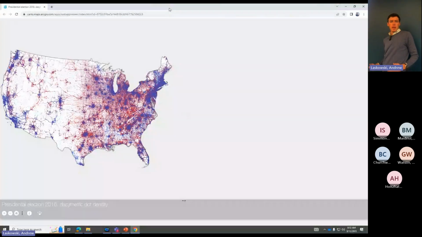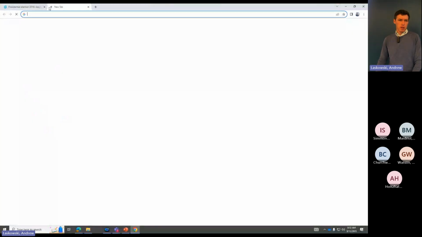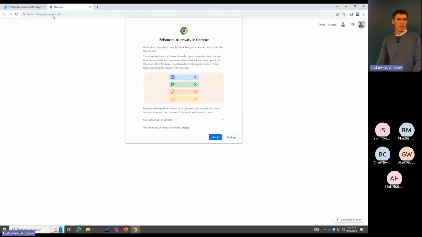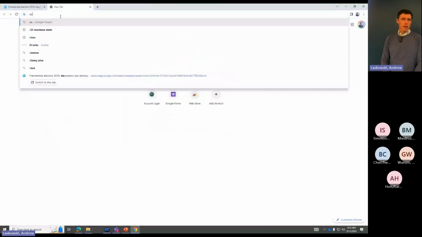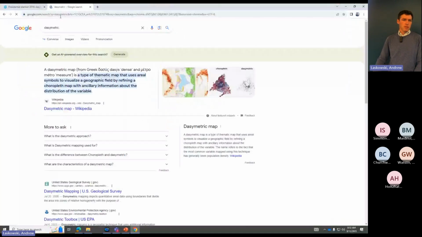I think this map is really interesting. We talked about how election maps can be manipulated to show different things. So first of all, what is this visualization strategy here? This is actually a dot density map, and it's using what is called dasymetric dot density. Honestly, I was thinking to myself on my way into lecture today, I need to look up what that actually means. So here we go. It's a type of thematic map that uses areal symbols to visualize geographic fields by refining a choropleth map with ancillary information about the distribution of the variable.